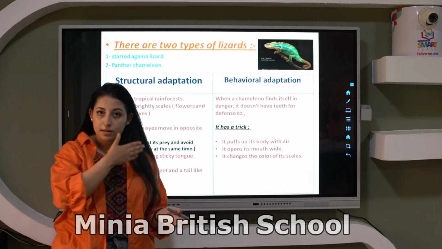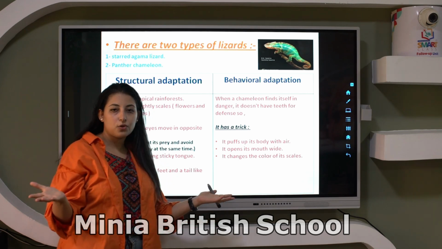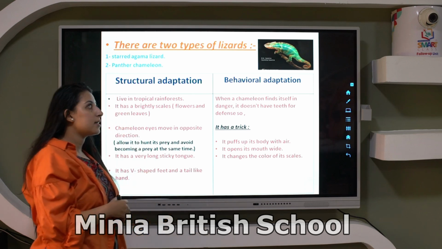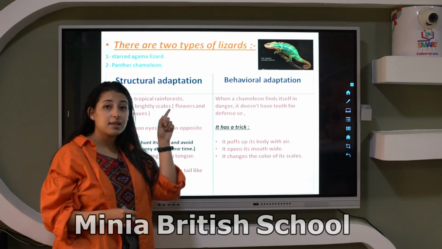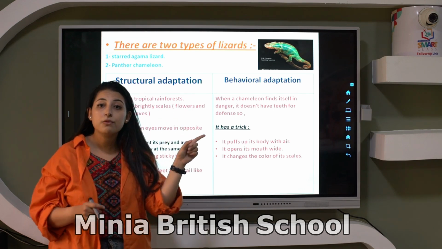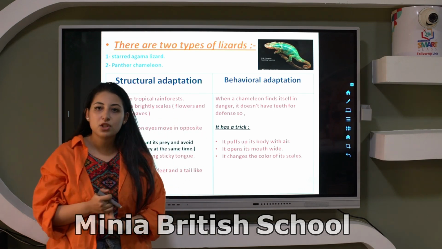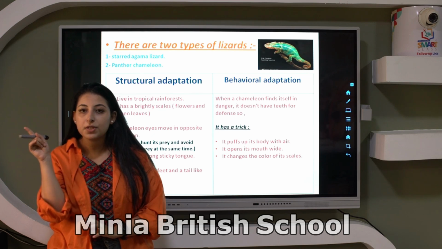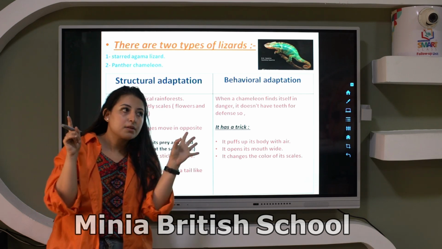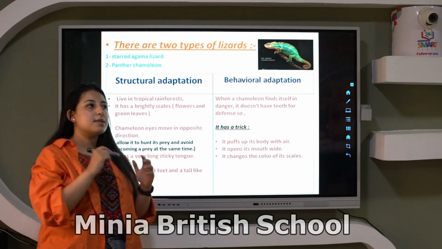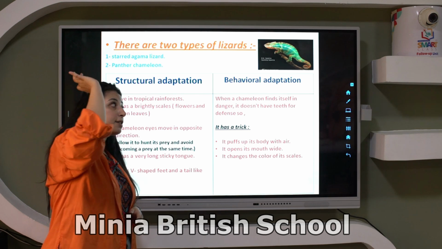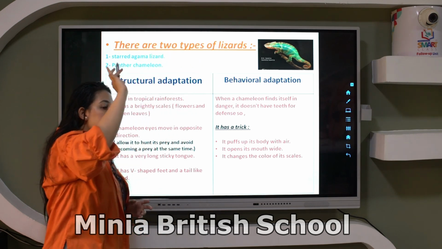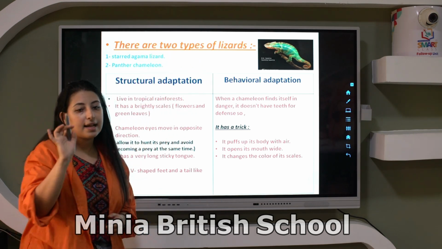Can you do this, like this structural adaptation? Of course not. We cannot do this. Our eyes move in one direction, while the panther chameleon's eyes move in opposite directions. One of them searches for food to eat and the other eye looks for danger. This is the first structural adaptation. God created its eyes this way, so it's related to structural adaptation.